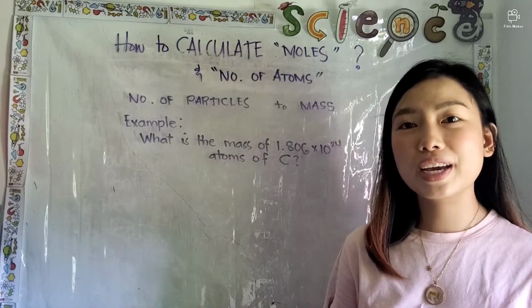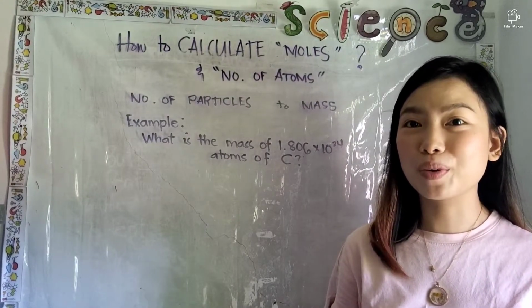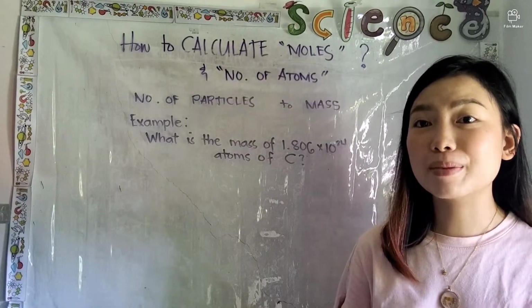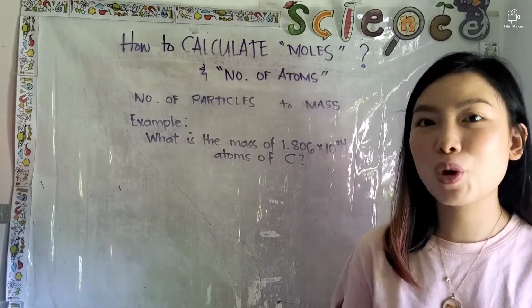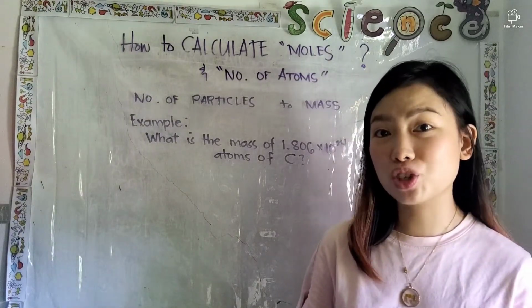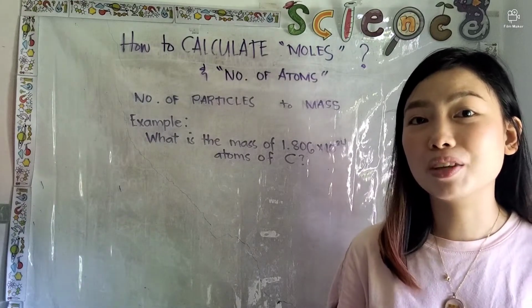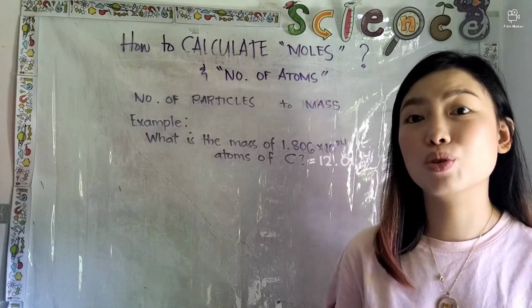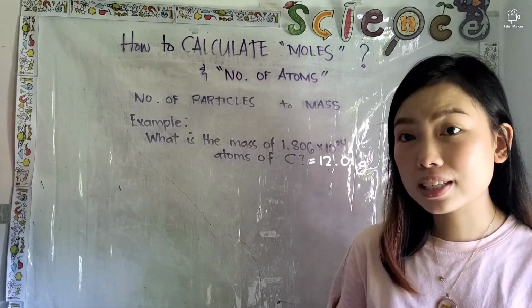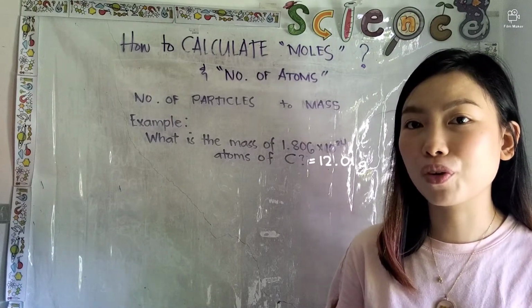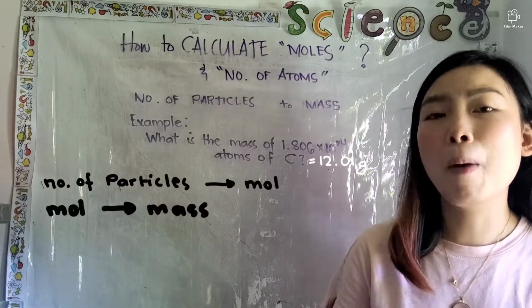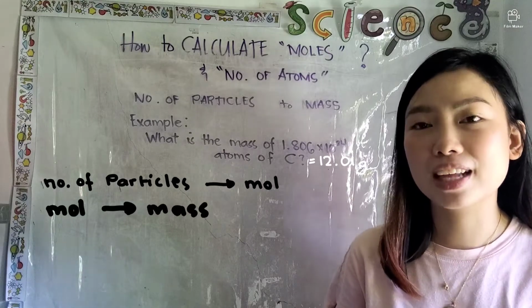Okay, so this would be our example for the number of particles going to mass. What is the mass of 1.806 times 10 to the 24th atoms of carbon? So still we're referring to the element carbon in this question. So yun pa rin ang gagamitin nating value ng mass, which is 12.01. Now, to get the answer for this, kailangan mo munang i-convert ang number of particles going to mole and then mole going to grams para makuha natin ang ating final answer.